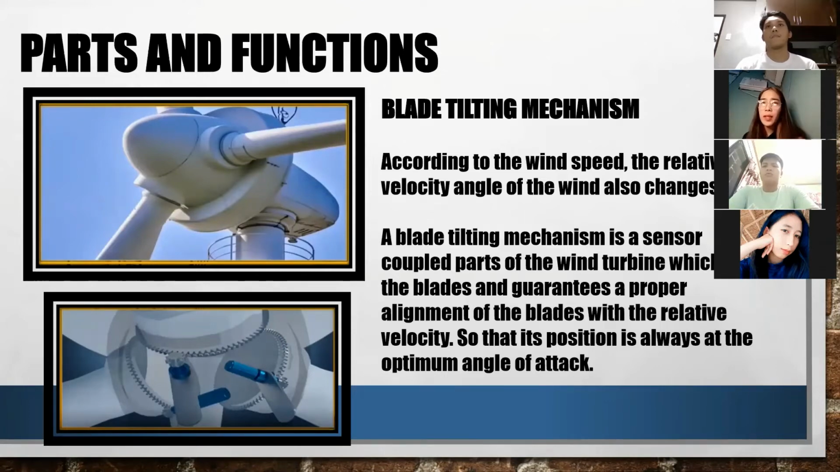Blade tilting mechanism. According to the wind speed, the relative velocity angle of the wind also changes. A blade tilting mechanism is a sensor-coupled part of the wind turbine which tilts the blades and guarantees a proper alignment of the blade with the relative velocity so that its position is always at the optimum angle of attack.